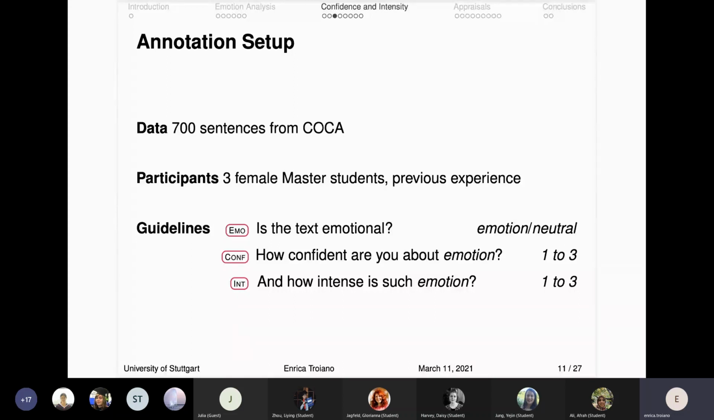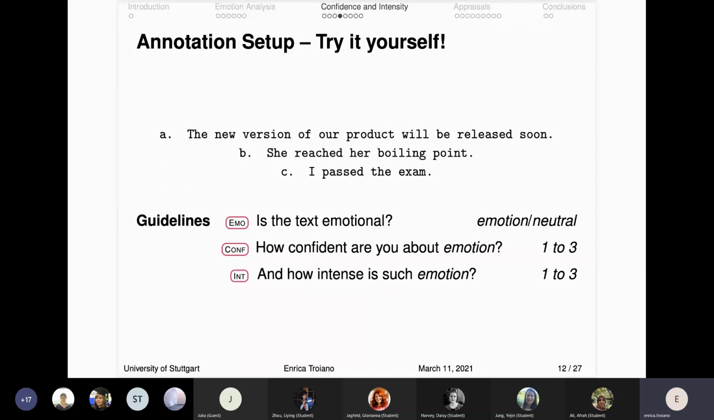And in case the annotators said that a sentence was emotional, then they had to rate their own confidence. And they did that on a scale from 1 to 3, where 1 is the lowest degree of confidence and 3 is the highest. They also had to rate the intensity of such emotion, again on a scale from 1 to 3, where 3 is the highest level of intensity. So here I have a couple of examples for you to put yourselves in the shoes of the annotators, just to have a feeling of how this annotation task was.